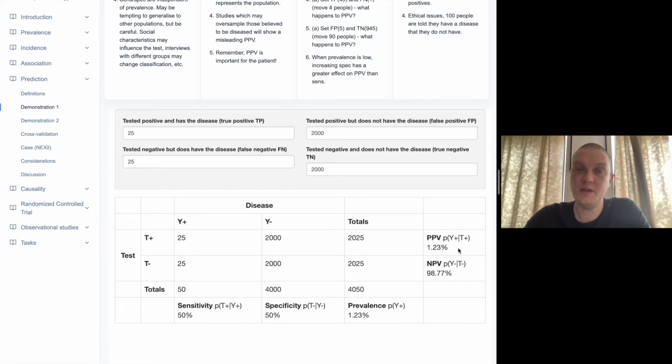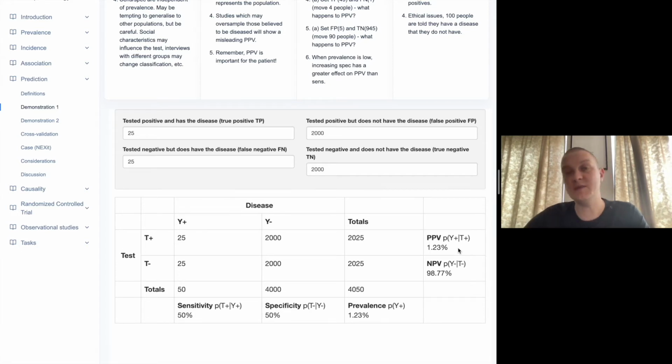This is something that you need to keep in mind and carefully think about when you see studies reporting positive predictive value. Because if you have a study where you've sampled individuals and this sample isn't representative of what the population you're trying to generalize looks like, then you might have an issue with the positive predictive value. You might have a higher positive predictive value if your cohort has a higher prevalence of the disease.